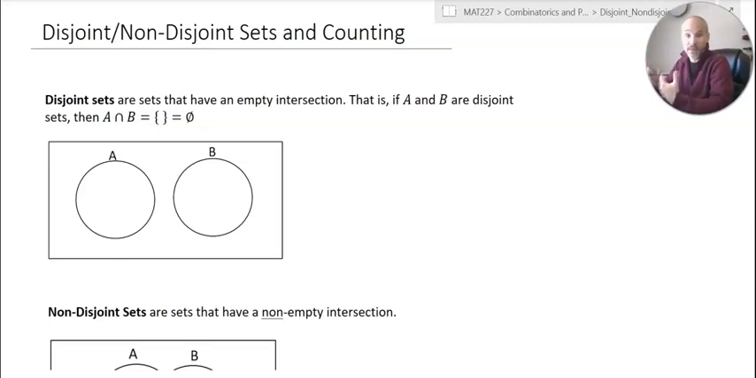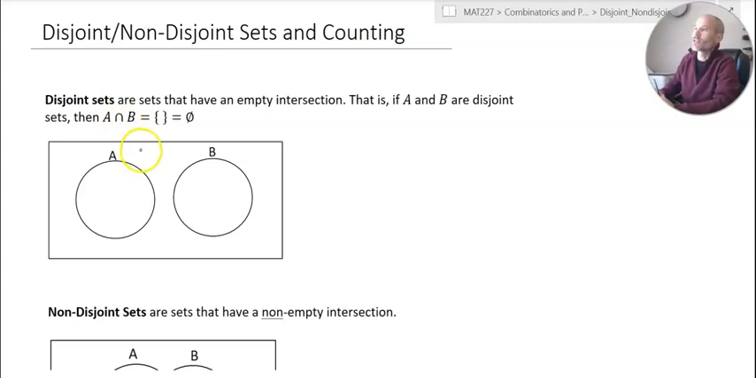Oftentimes when we count things, we have to be careful that we don't accidentally double count. And so this is where it's important to understand a little bit of lingo with regards to how we count things. We can either count things that are parts of what we call disjoint sets, or we can count things that are part of non-disjoint sets, or joint sets, I guess you could call them.